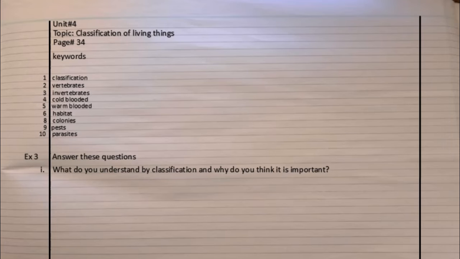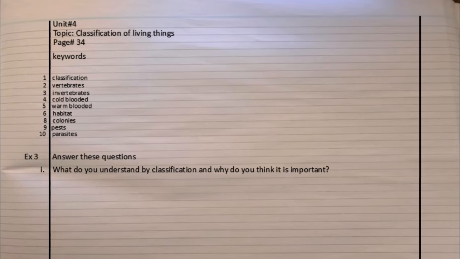Okay, first is classification: vertebrates, invertebrates, cold-blooded, warm-blooded, habitat, colonies, pests and parasites. You have to keep in mind that in class 5, first term, you are going to use lead pencils for your answers, and for writing the questions and headings you are going to use pointers. You can use a blue or black pointer for that.